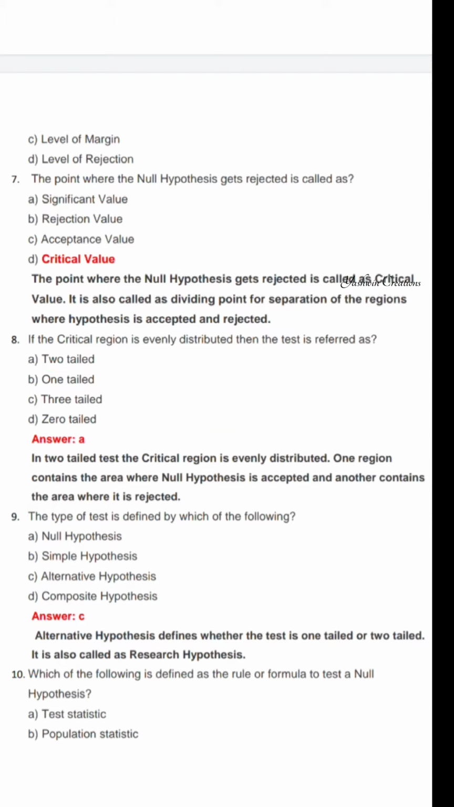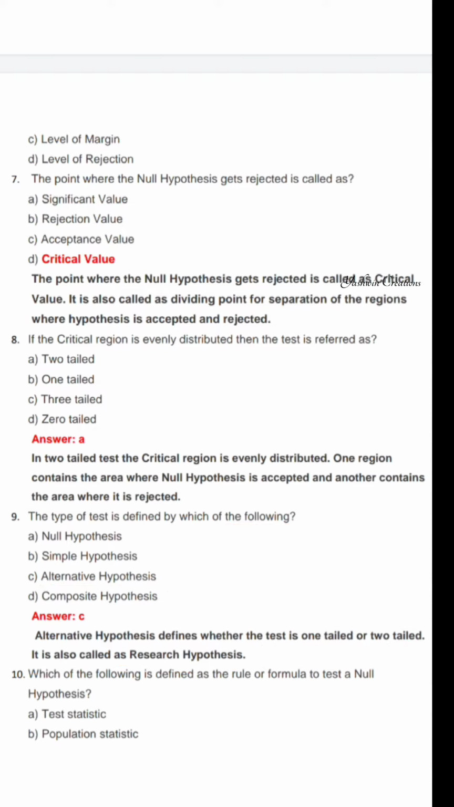Next question is, the type of test is defined by which of the following? So the answer is alternative hypothesis. Alternative hypothesis defines whether the test is one-tailed test or two-tailed test. It is also called as what? Research hypothesis. Alternative hypothesis is also called as research hypothesis.